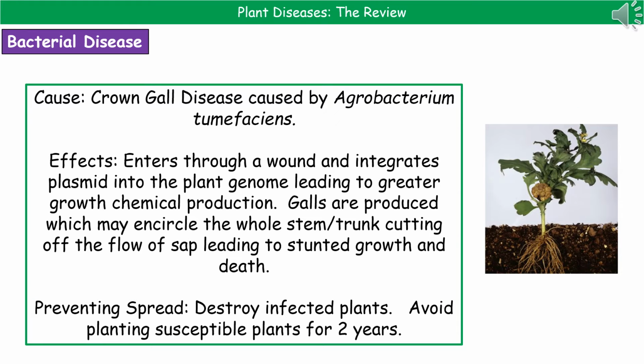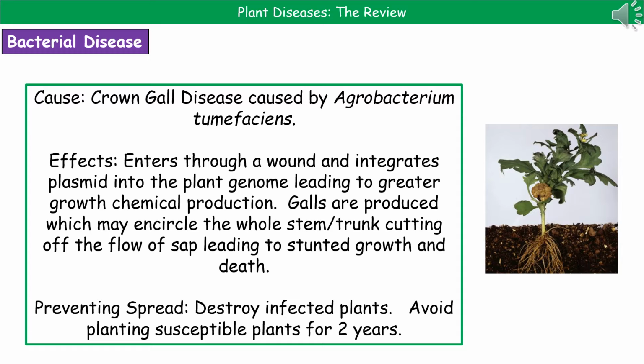The bacterial disease in our plants is crown gall disease, which is caused by a bacteria called Agrobacterium tumefaciens. What happens when we have a plant with crown gall disease is what you can see on the right there. You can see that we've got this big lump basically in the centre of that plant. The bacteria will enter through a wound and then it integrates its plasmid into the plant genome. As a result of that, it produces a lot more of the growth chemicals and it causes this excessive growth within that region of the plant.